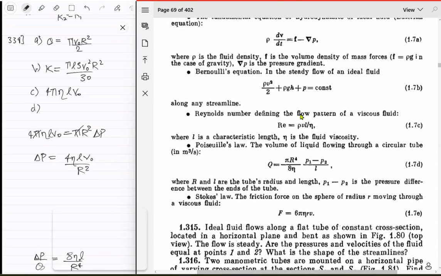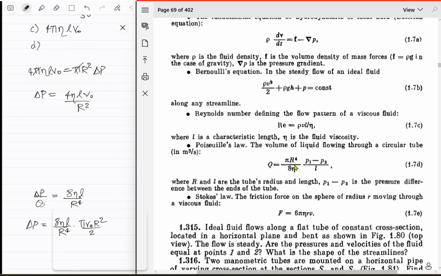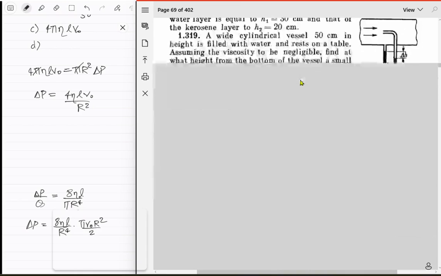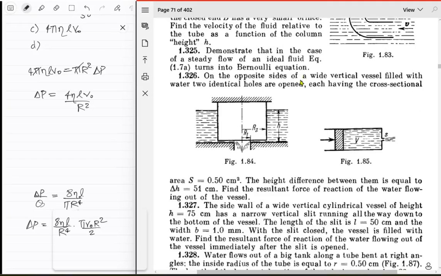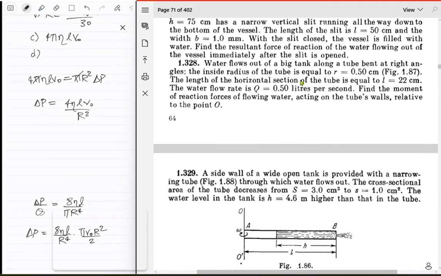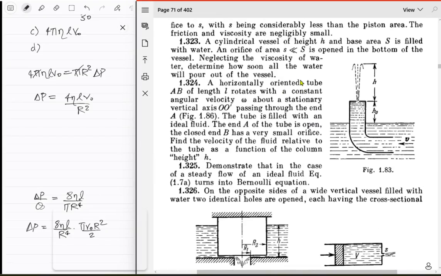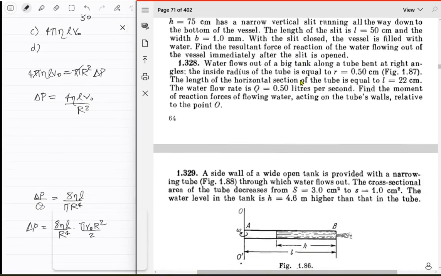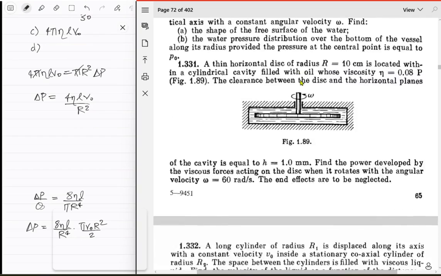Okay. Oh yeah, it's like pi R power 4 over this. Sorry, this should actually be pi R power 4. Right, that explains it. So this is 334, not 24.